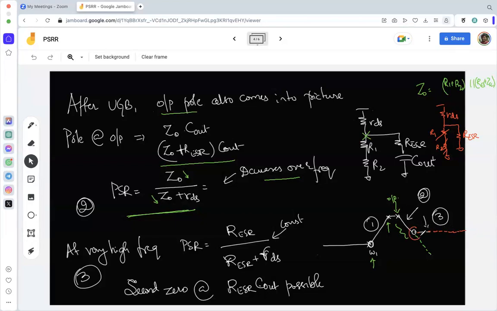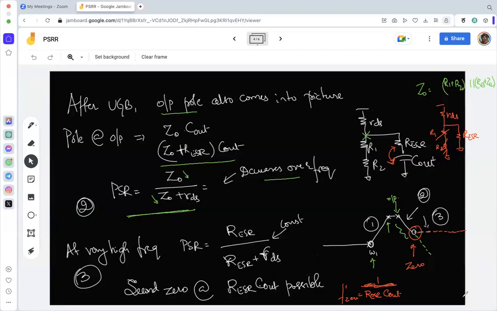Now, what is this? This is a zero. If you look at the curve's shape, because of the slopes and all, this clearly is a zero. And that zero comes because of RESR and Cout. These two combinations make the zero, and probably it will be more or less the frequency of zero: 1 by RESR Cout.